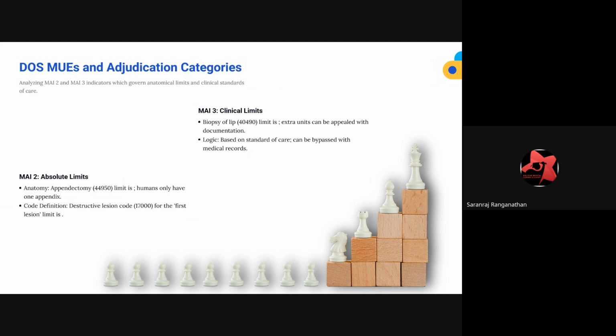Next, the destructive lesion code 17000 for the first lesion. Here, for the destructive lesion, code 17000 can be used only one time. Since he is doing the destructive lesion 2 times, 3 times, I cannot use it the second time, third time. It will not get billed. You have to use the add-on code for that. When you use the primary code again and again, it will get denied, which comes under absolute limit. What they're trying to tell is there is no way I'm going to pay for this.